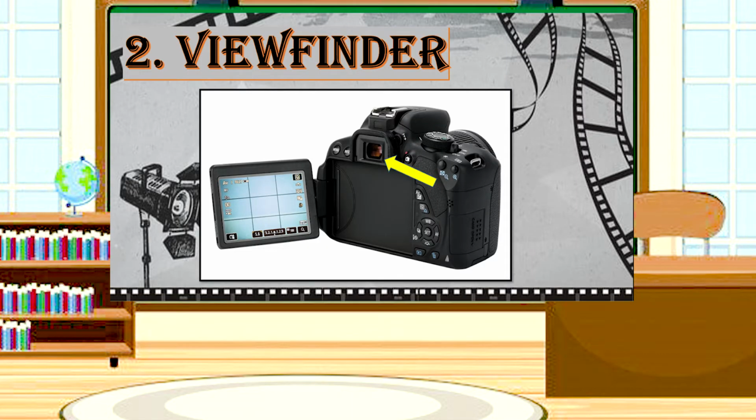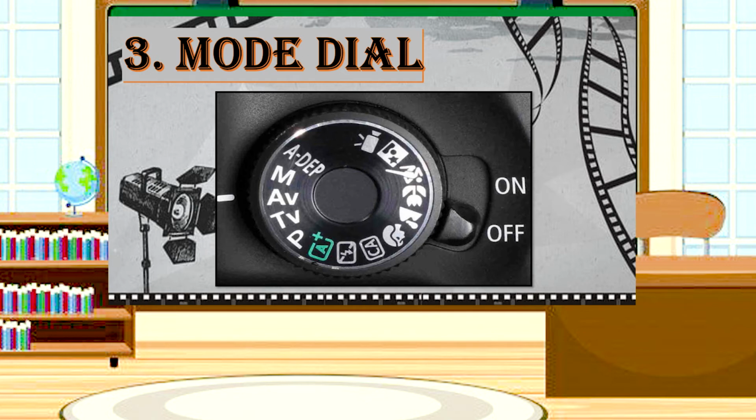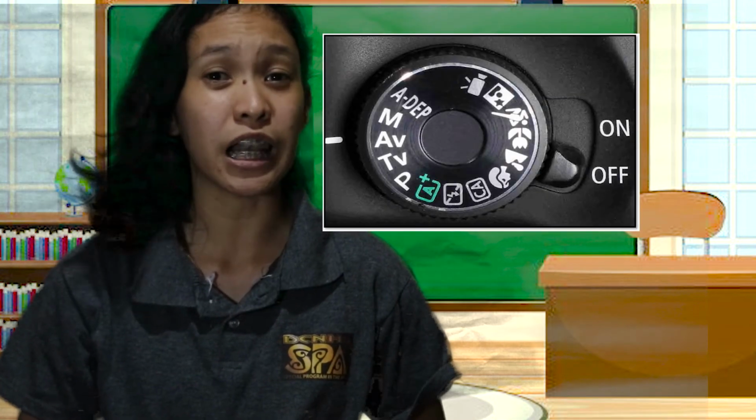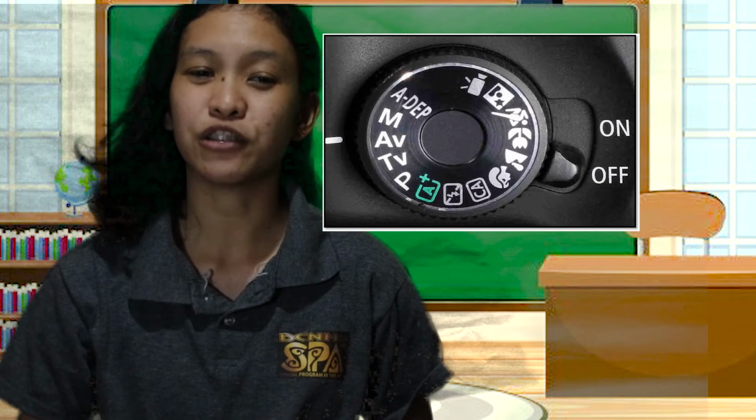Number 2, the viewfinder. With a viewfinder, you can see what you're shooting when using a camera. You can see what the image could be or what will come out of your picture. Number 3, the mode dial. The mode dial, for most cameras today, have a variety of functions and automatic features. The mode dial allows you to select different options.